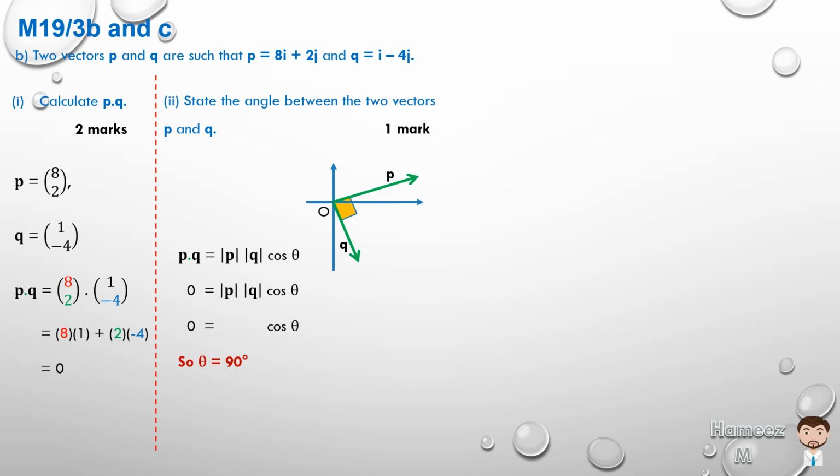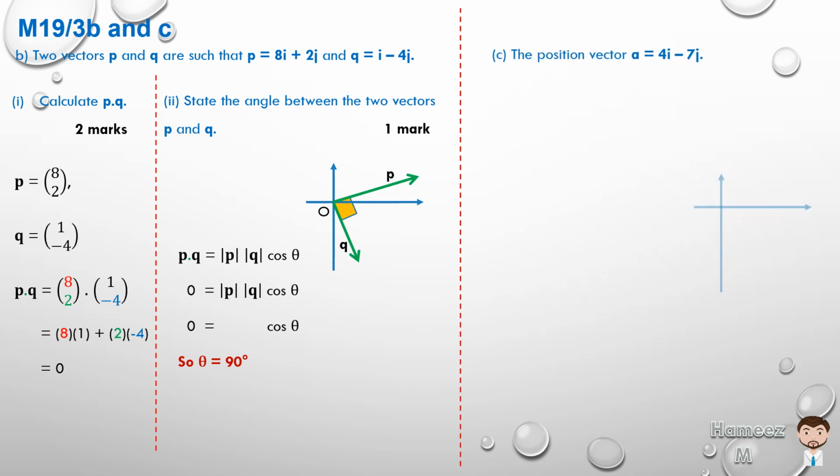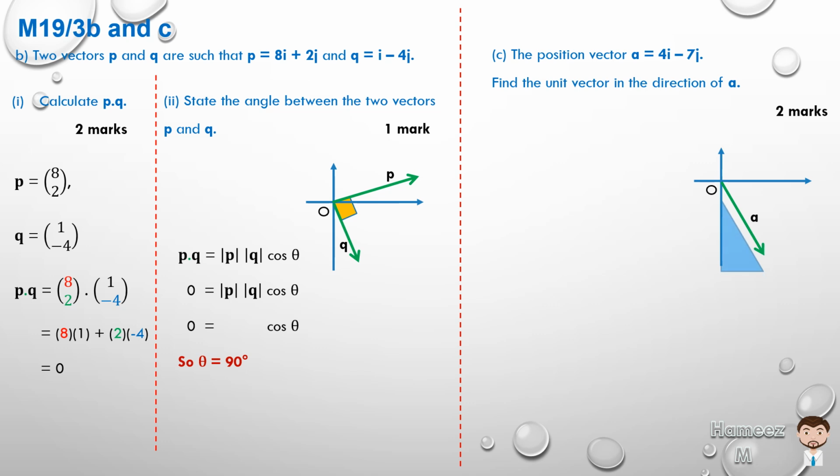Part C. The position vector A is equal to 4i minus 7j. So I like to make a sketch so students can see what's happening. Find the unit vector in the direction of A. So if we want to find the unit vector, we need to find the length or the modulus of A. And in order to do that, let's bring up a right angle triangle in blue. And what does that indicate?